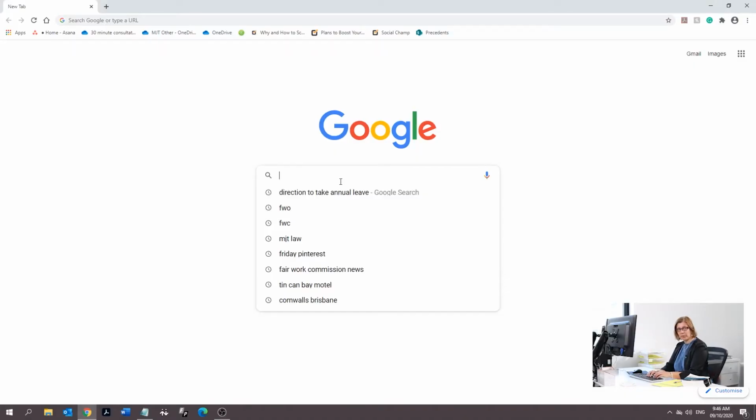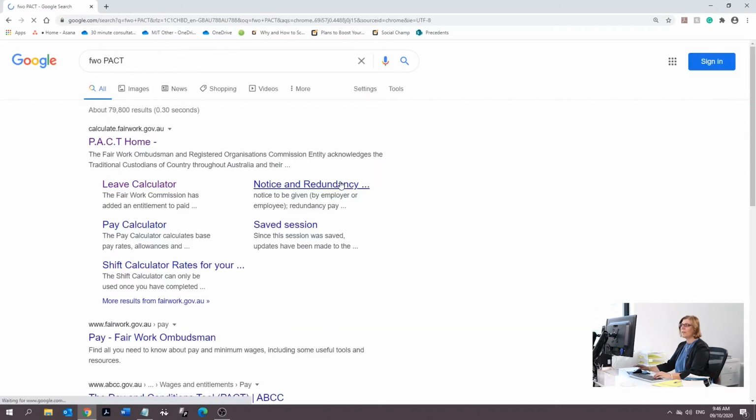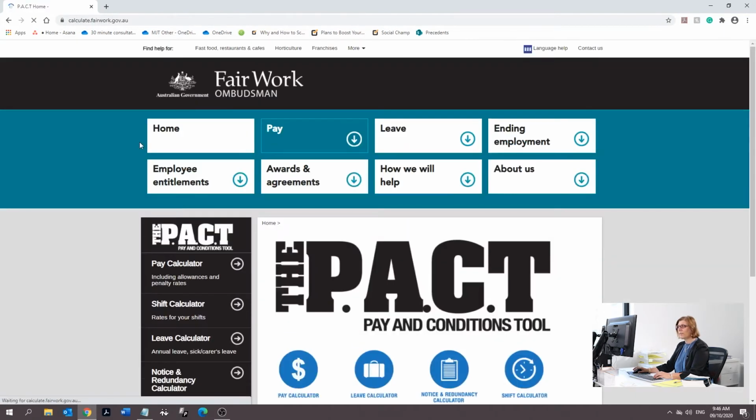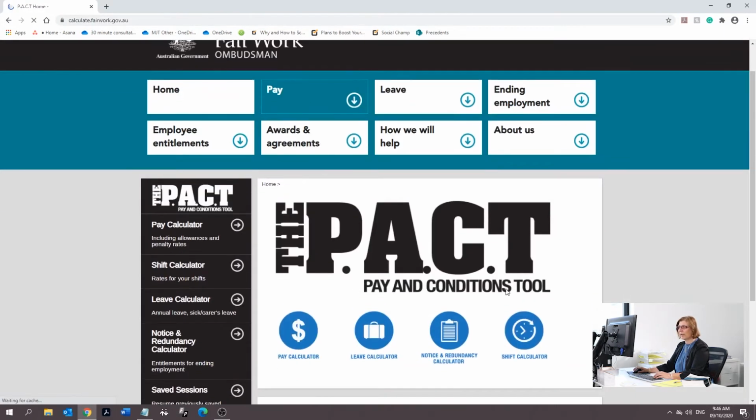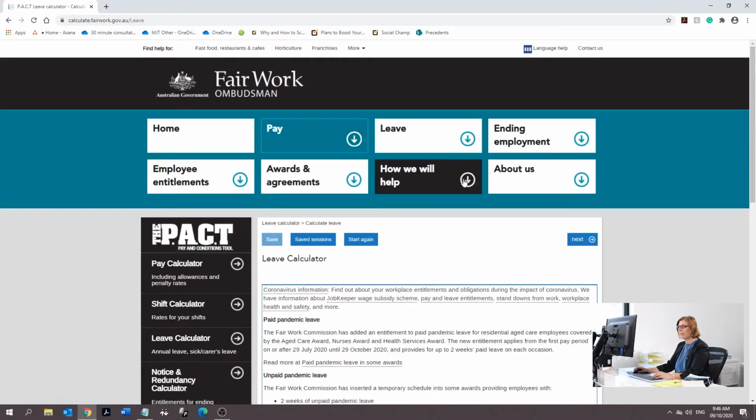Okay, so what we're going to do is jump onto Google and put the Fair Work Ombudsman's website in. We're also going to put the word PACT in. PACT is the Ombudsman's calculator. If we click that, you'll see it, Pay and Conditions tool. Fortunately, we have a leave calculator. You can see that on the left-hand side. I'm just going to click that.